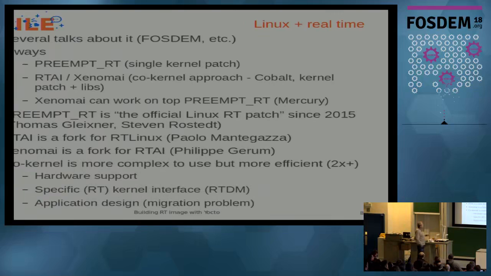So PREEMPT_RT is the official Linux RT patch. RTAI was a fork of RTLinux 3 when it was free. Now it's dead. It was by Paolo Mantegazza, and Xenomai is the fork of RTAI by Philippe Gerum, who is a French developer, a very famous French developer in the RT ecosystem. So the co-kernel is more complex to use, but it is much more efficient. At least it's about 2 times more efficient. It could be more, depending on the configuration or the quality of the patch.